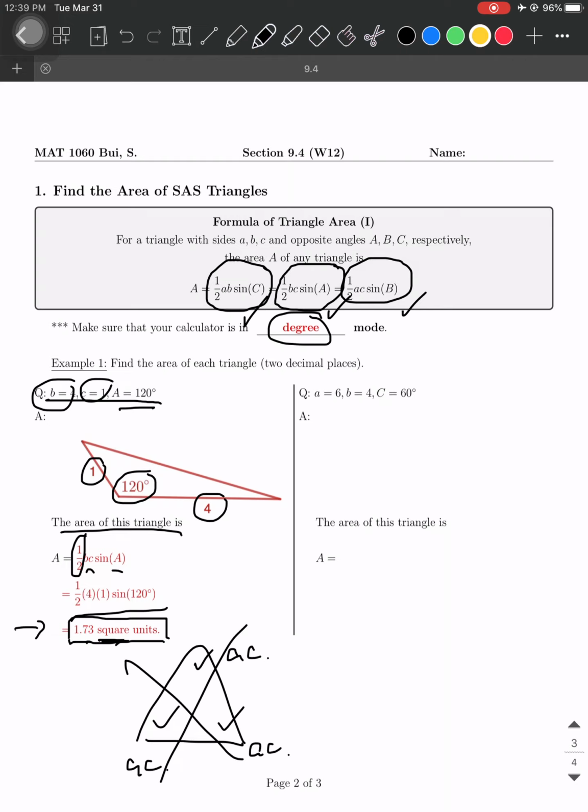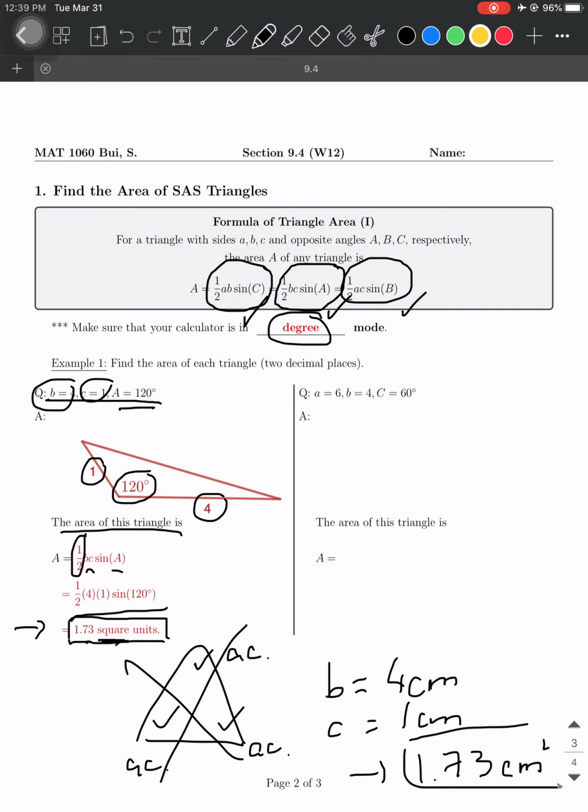But for example, in the exam, if I give you something like B equals 4 centimeters, and then C equals 1 centimeter, something like this, then the final answer would look like 1.73 centimeters squared. Okay, if it doesn't make sense, please let me know. Please email me or contact me to get to know more about units before the test comes. Okay, again, don't wait until the last minute to ask me for help.